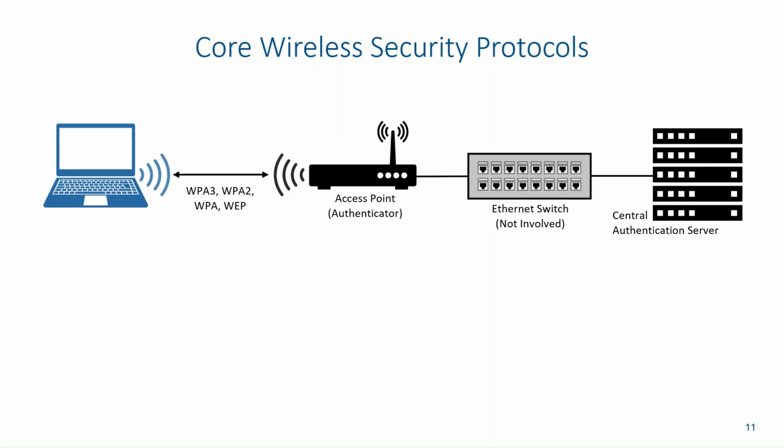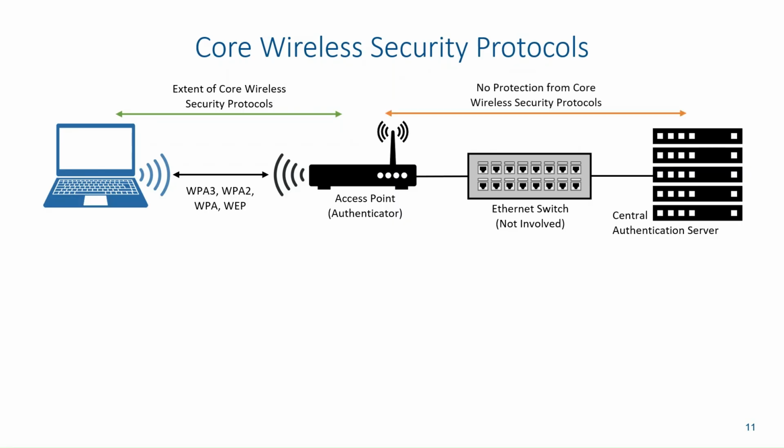Now, it's strongly discouraged to use WEP and WPA. WPA2 is still common, but is starting to become less and less encouraged for various reasons we'll talk about in a minute. But WPA3 is the newest standard that was released in 2018. So the extent of the core wireless security protocols is going to cover your communication between the device and the access point. It does not provide any protection after connecting to the access point.